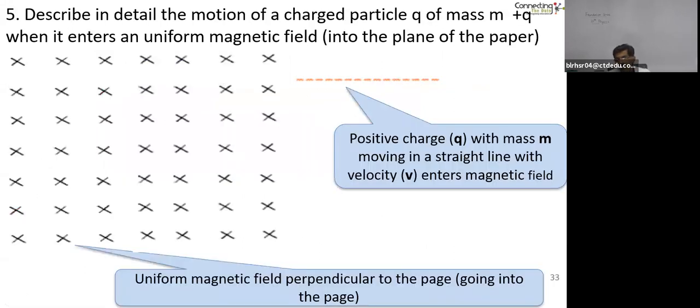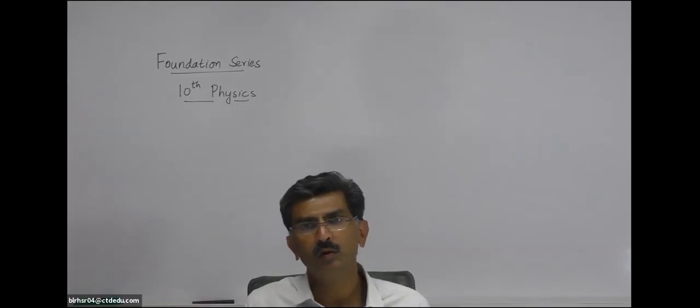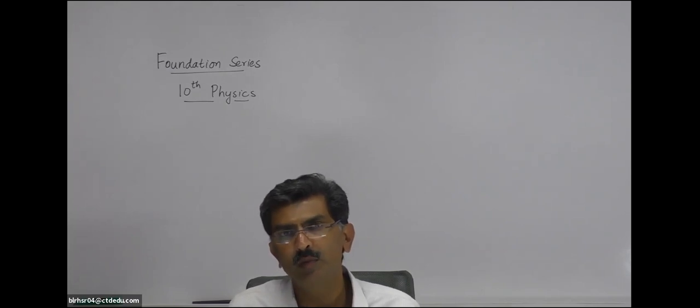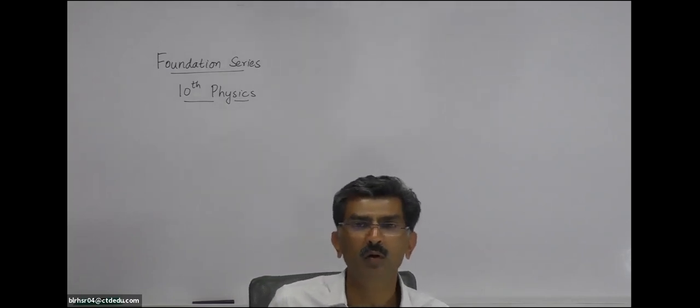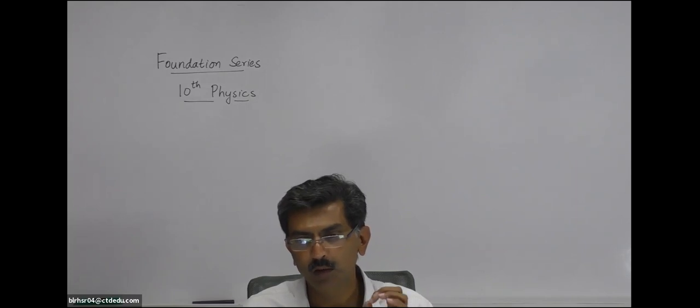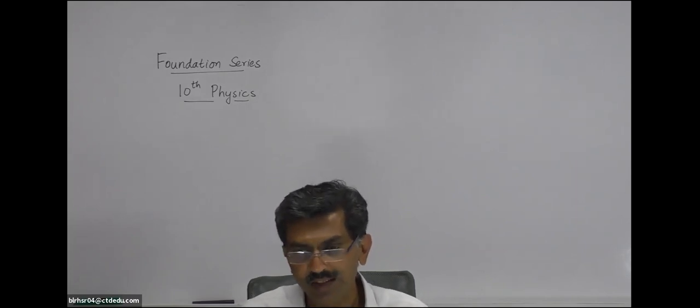Next question. Describe in detail the motion, and this is not a multiple choice question. Describe in detail the motion of a charged particle Q. It's a positive charge Q of mass m, when it enters a uniform magnetic field which is directed into the plane of the paper. So this is an application of Fleming's left-hand rule. And once we apply it, then we have to recall some principles from rotational motion to explain the movement of the charged particle in some detail.